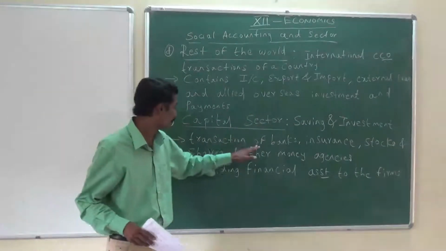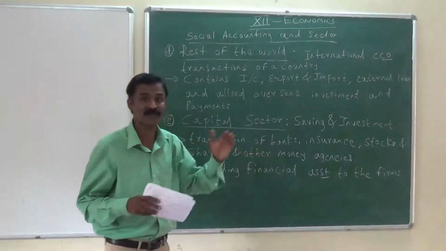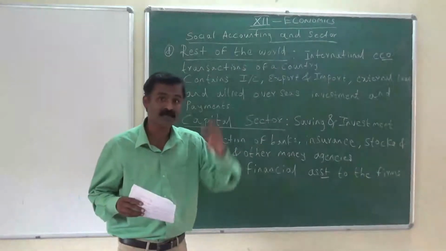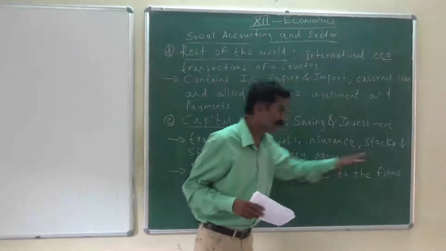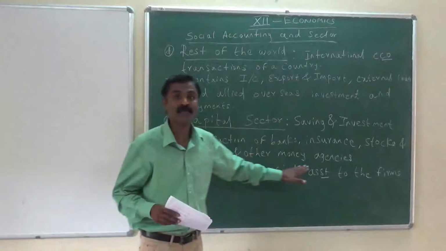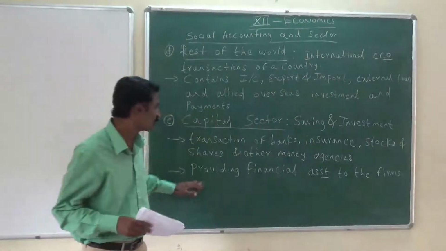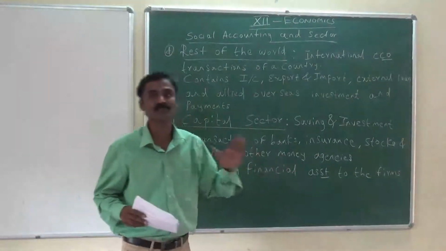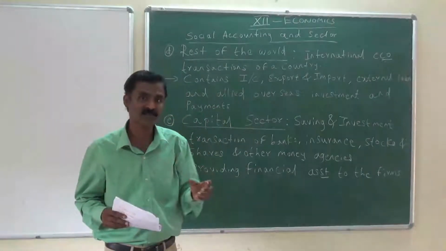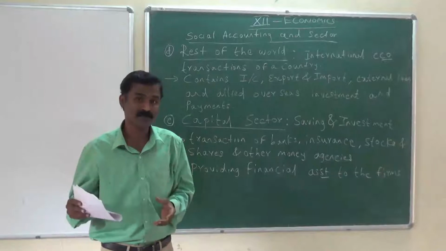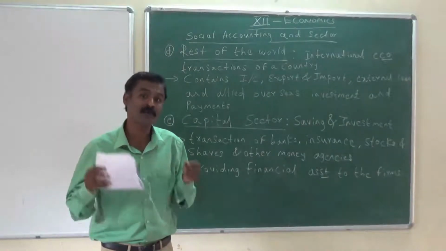Next is transaction of banks. There will be transactions of banks from one country to the other country. Next, insurance, stocks and shares, and other money agencies. Next, they provide financial assistance to the firms. That means the World Bank provides financial assistance to the organizations or institutions which are in other countries.